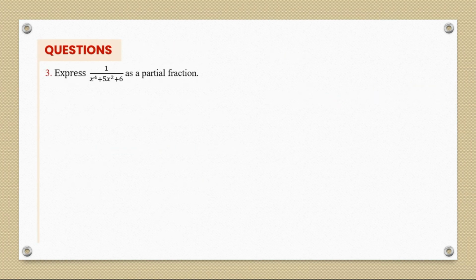Alright, so moving on to question number 3, we're being told to express 1 over x to the power 4 plus 5x squared plus 6 as a partial fraction. Now I can already see that there is a possibility of reducing this a little bit, but that's what we're going to do next.